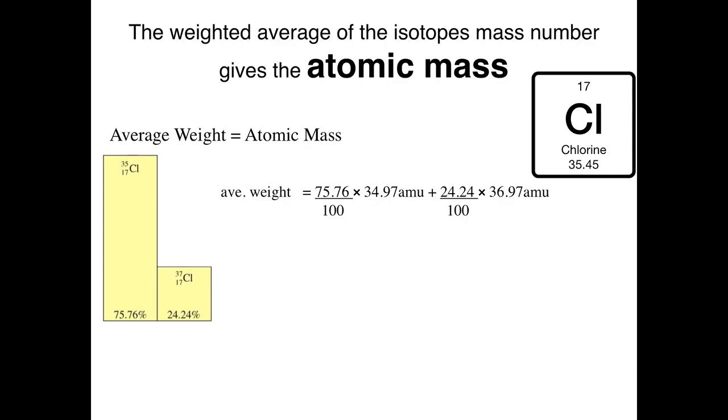So you take 75.76%, multiply it by the weight of the chlorine-35 isotope, which is 34.97. Okay, take that, and then add it to the mass of 24.24% of the chlorine-37 isotope, which has a mass of 36.97. Add those two masses together, and you should get 35.45 AMU, which turns out correctly to be the atomic mass of chlorine. So if you try this on your own, this math actually isn't that scary.